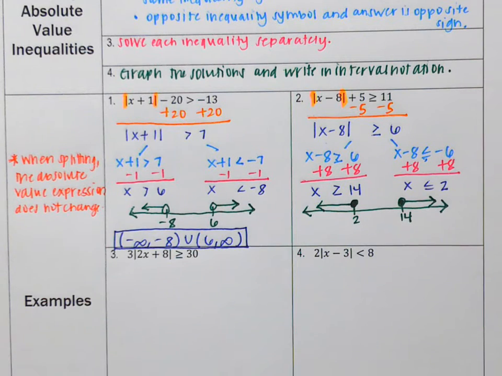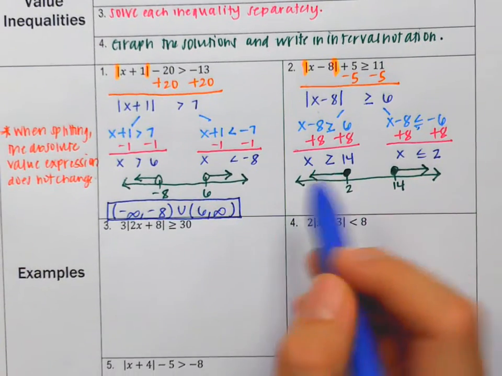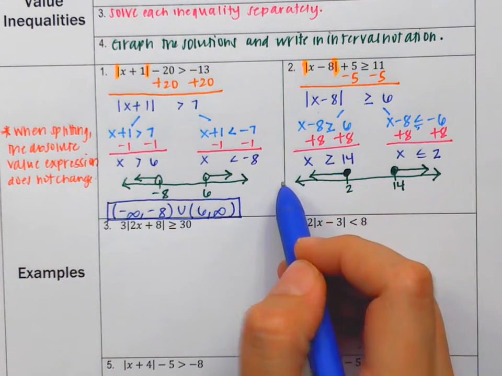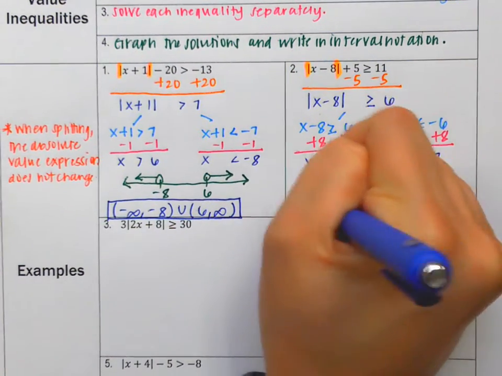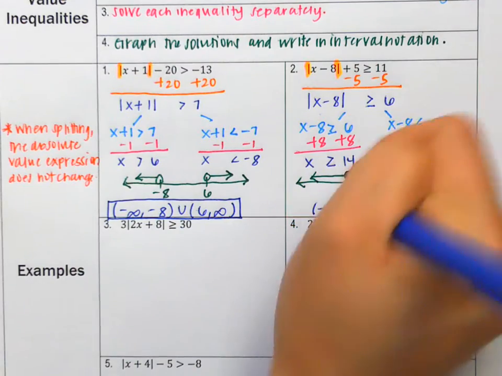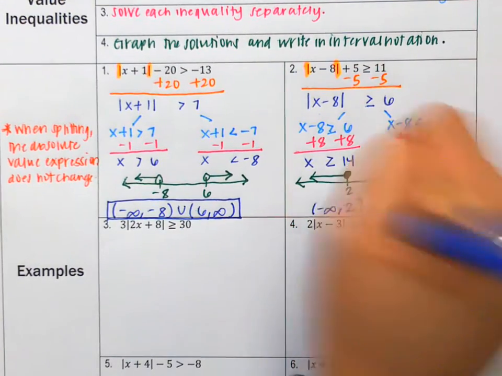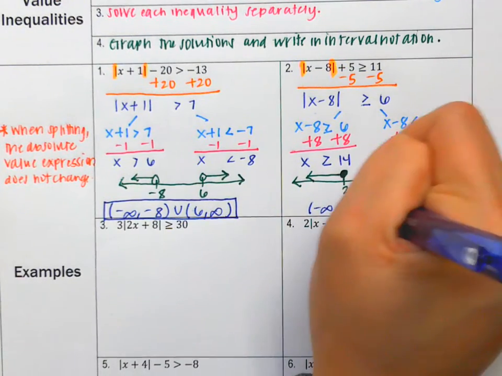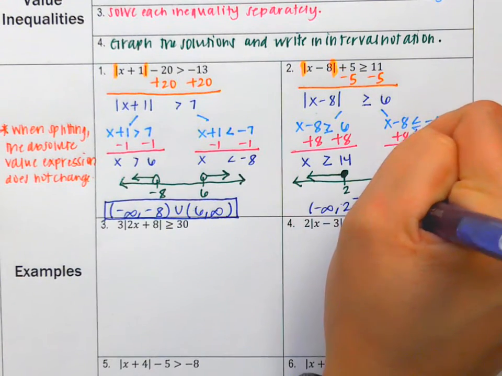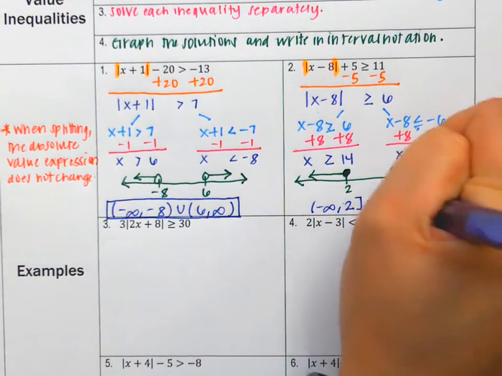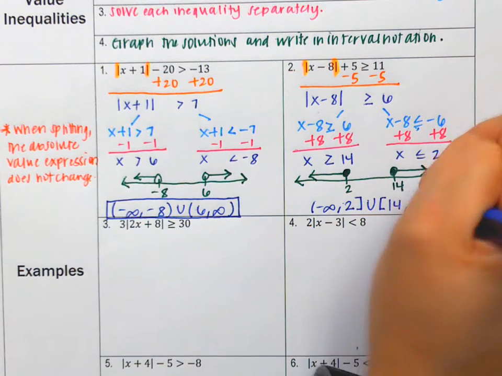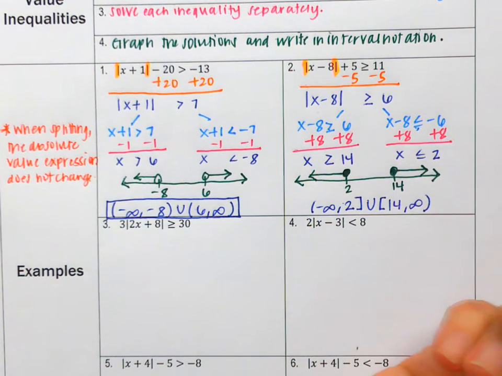Okay, so let's see. It's going in the negative direction forever. So that means we're starting with negative infinity, and then it ends at 2. It's a closed circle, so we use a bracket. There's a gap, so we use that U. Closed circle again at 14, so we use a bracket and going in the positive direction forever, so infinity.